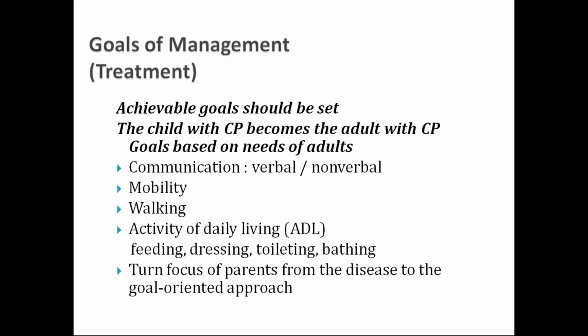So we have to correct the secondary deformities due to the damage caused by the brain. Goals of management: the child with CP becomes the adult with CP. Our goal is mainly communication, mobility, walking. He has to walk on his own and do his daily living activities on his own. That is our purpose. We can't make him totally normal. The only thing is we can correct the deformities, make him walk, and make him do his daily routine activities.